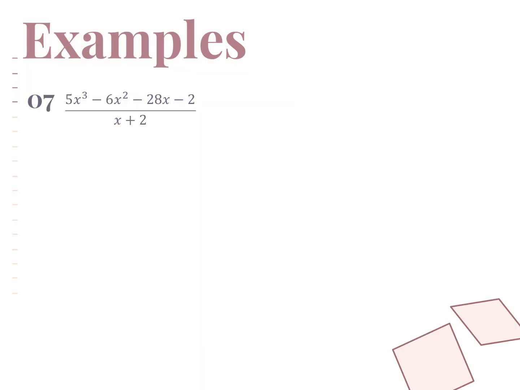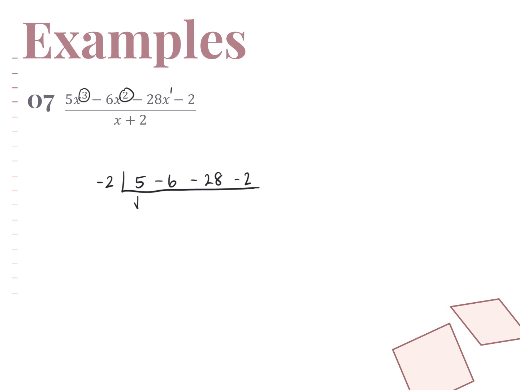Again, I'm going to go to another problem. Again, here's a large problem. Again, it's x plus 2, so I already know that what I'm going to put out here is minus 2, okay? And then I work with this inside. So I start with x to the third, the coefficient is 5. It goes to x squared, the coefficient is minus 6. It goes to x to the first, the coefficient is minus 28. And then it goes to the constant, and it's minus 2. So these are the numbers that I would set up. There's nothing missing, so I don't need to insert any zeros.